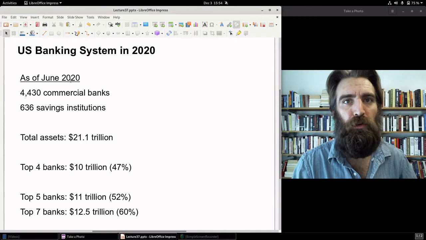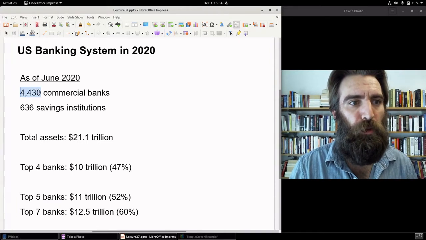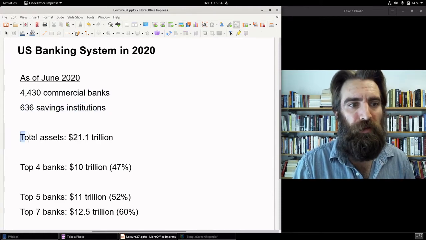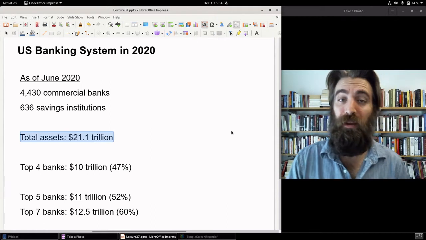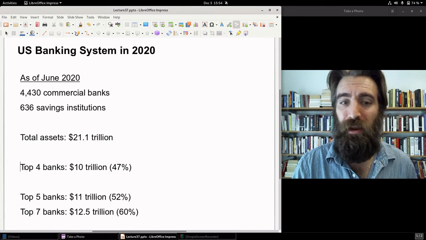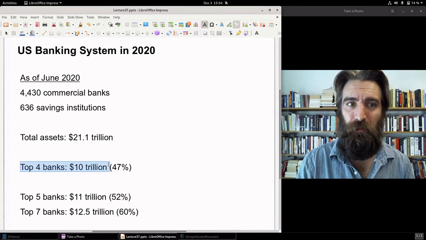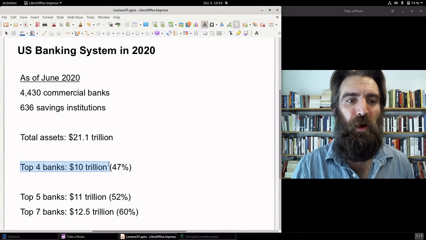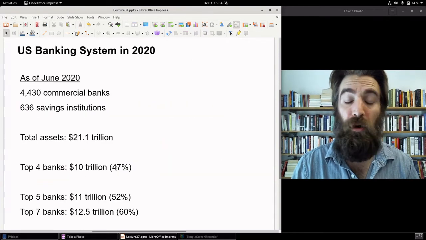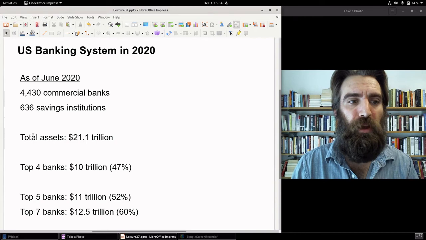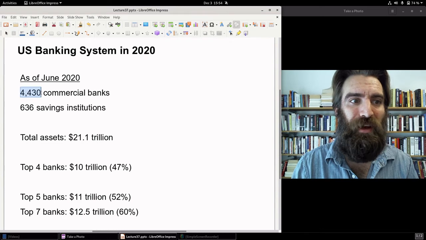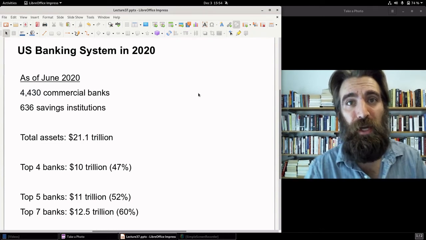Now, as of June 2020 in the United States, there are 4,430 commercial banks and 636 savings institutions for assets that total $21.1 trillion. That's a lot of assets, $21.1 trillion. If you take the top 4 banks in the United States and total their assets, $10 trillion, or 47%. So the top 4 banks in the U.S. own almost 50% of the total assets in the banking system. The top 4 in a system that has basically 5,000 financial institutions.